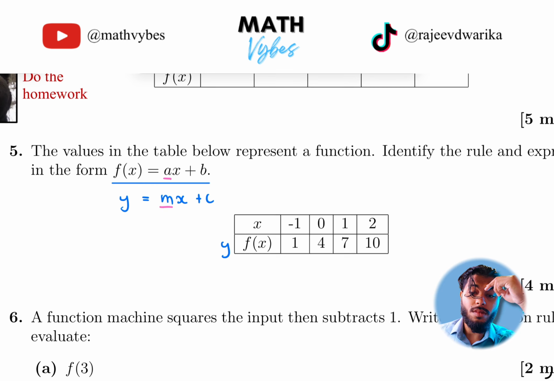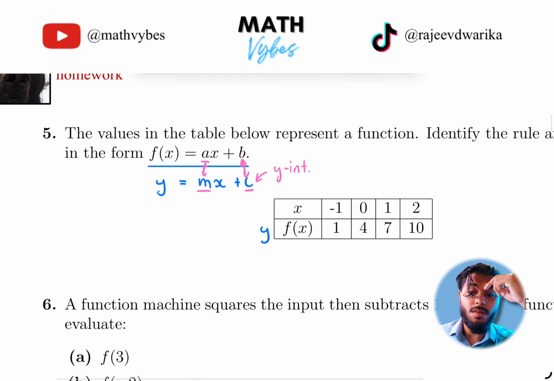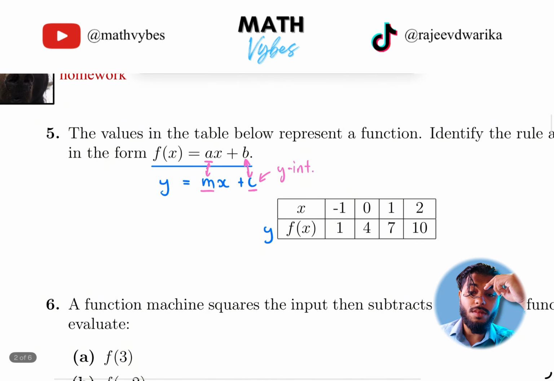Different letters to represent the exact same thing. So I want you to understand that a is just a gradient, and the b value is just a constant c, which we know to be the y-intercept, right? Great. So to answer my question now, I could find the gradient because a represents the gradient, and I could look to see if we have the y-intercept anywhere.